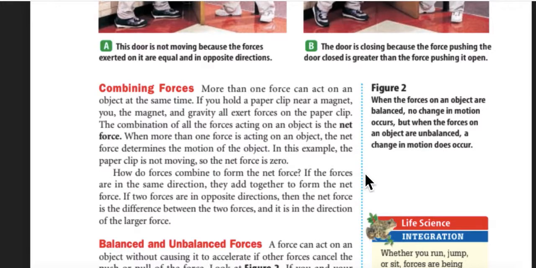How do forces combine to form a net force? If the forces are in the same direction, they add together to form the net force. If two forces are in opposite directions, then the net force is the difference between the two forces, and it is in the direction of the larger force.